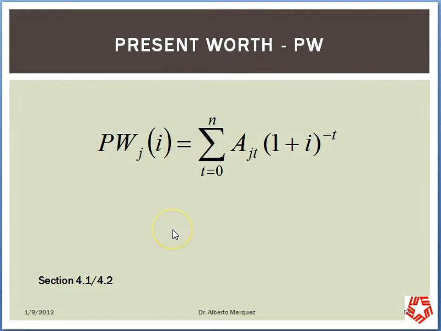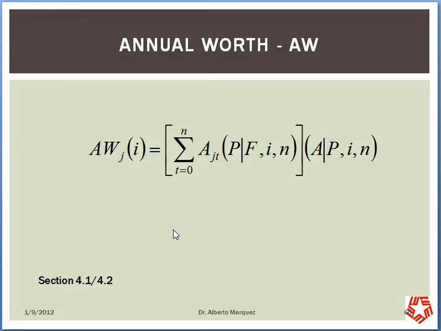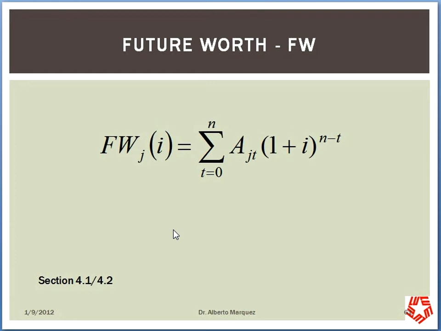So the present worth is just bringing each one of the cash flows that happen in any one of the years back to the present by discounting it by (1 + i)^(-t). The annual worth is computed from this present worth by multiplying it by A given P, given the interest rate and the number of years.